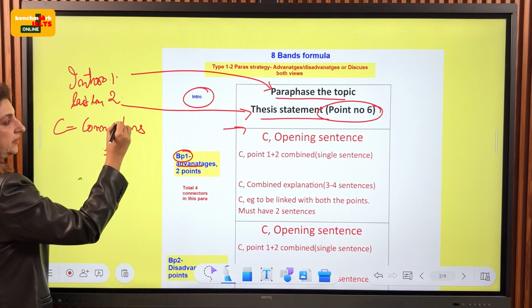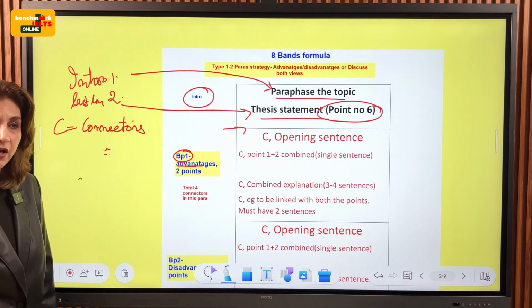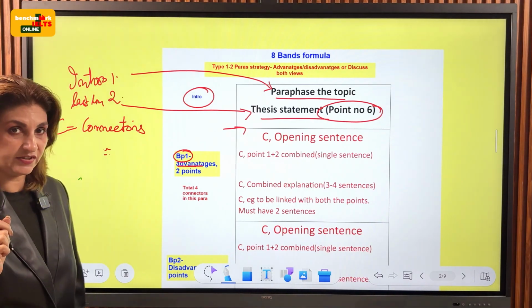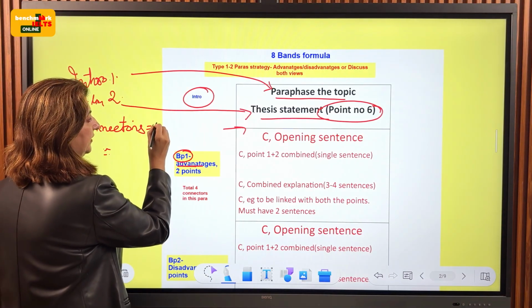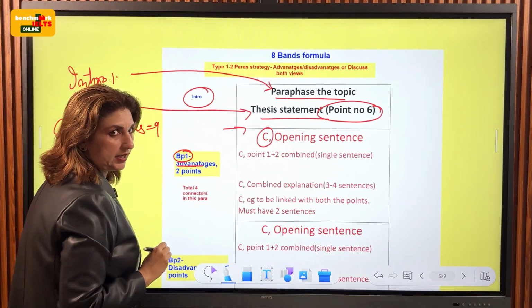Now the number of connectors per essay is always fixed. So for an 8-band formula, for advantages and disadvantages, if the examiner is checking your essay, he is going to make sure that you have written 9 connectors or not. So one connector is used when you have to start the para.